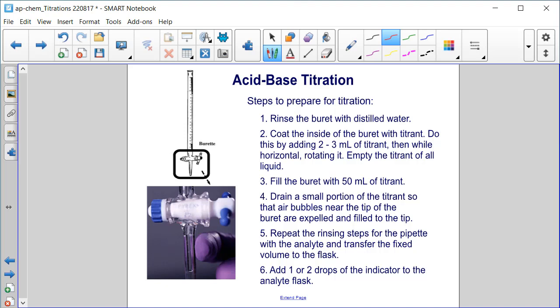Then, whatever pipette we're using to transfer the analyte to the flask, we also want to rinse the pipette according to steps 1 and 2, first with distilled water and then with some analyte, and then transfer a fixed volume of the analyte from the pipette to the flask. Add 1 or 2 drops of indicator to the analyte flask, and then you're ready to begin your titration.